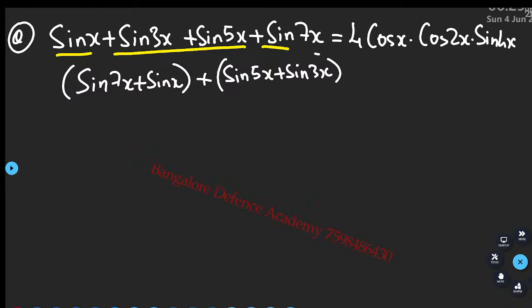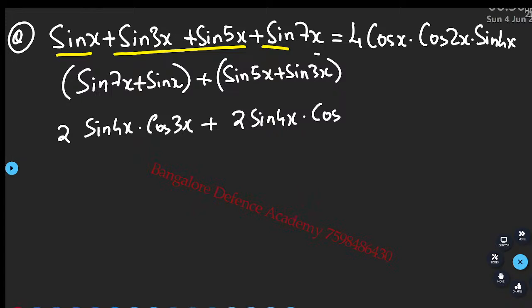Now can you use the sin c plus d formula? Tell me the formula for sin c plus d. Sin c plus d by 2. That means can I say sin 4x into cos 3x, plus here again 2 sin 4x into cos x. Correct? Now what is common? Okay, so can I take 2 sin 4x common? So I take 2 sin 4x common.